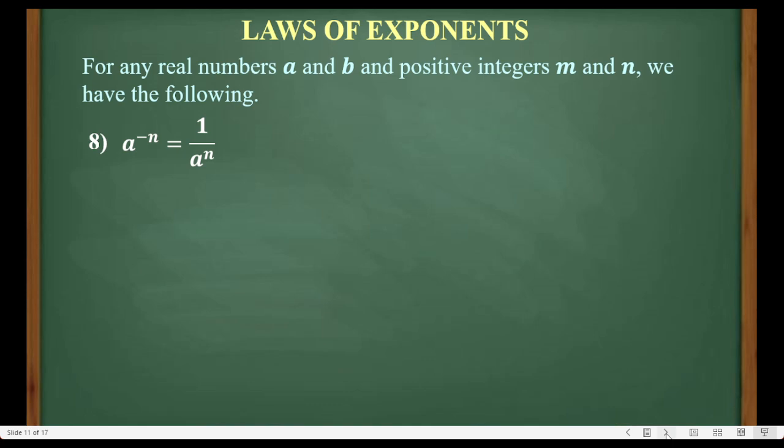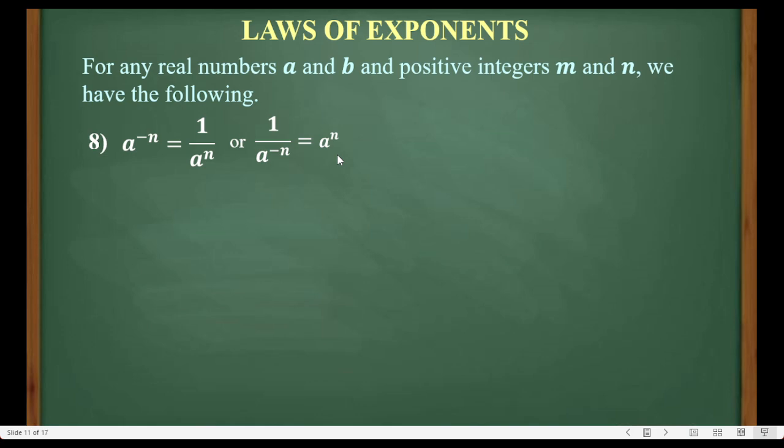Okay, so if we have a to the negative n power, that is equal to 1 over a to the positive n power. So again, a here, which is the base, represents any real number, and n is a positive integer. Or you can consider this formula. What if we have 1 over a raised to the negative n? To make the negative exponent positive, that will give us a to the positive n.